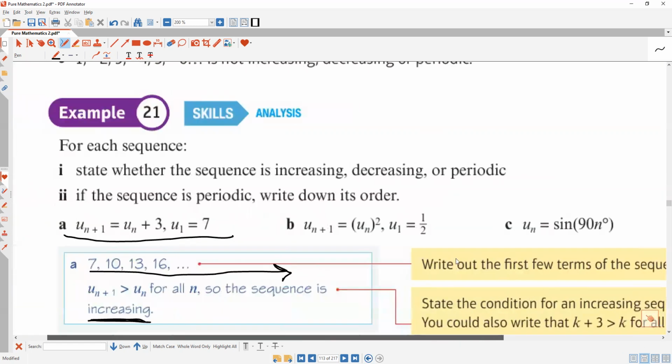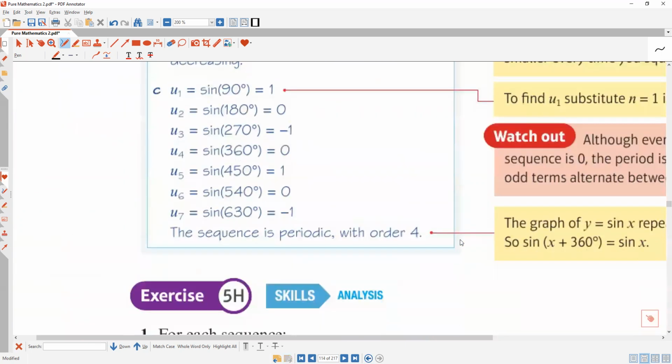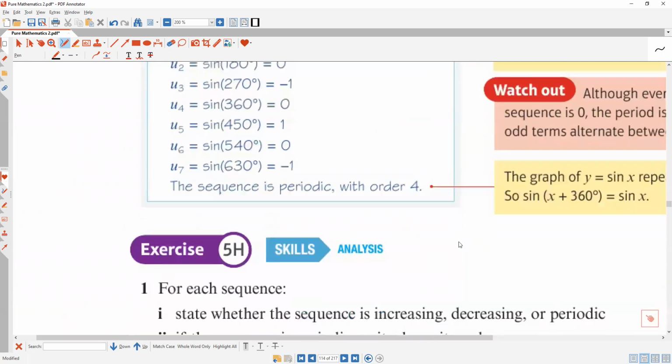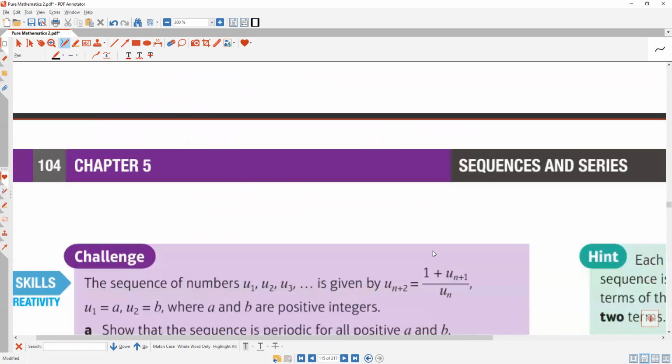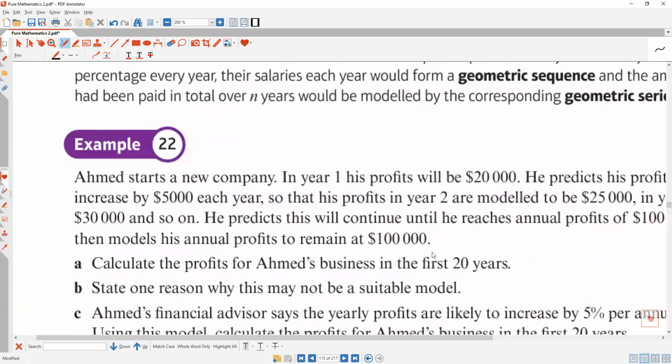Okay, so can you see this is known as periodic? Clear then. Okay, find the order of the sequence. You know what? I'm not doing this. Okay, now let's start modeling.